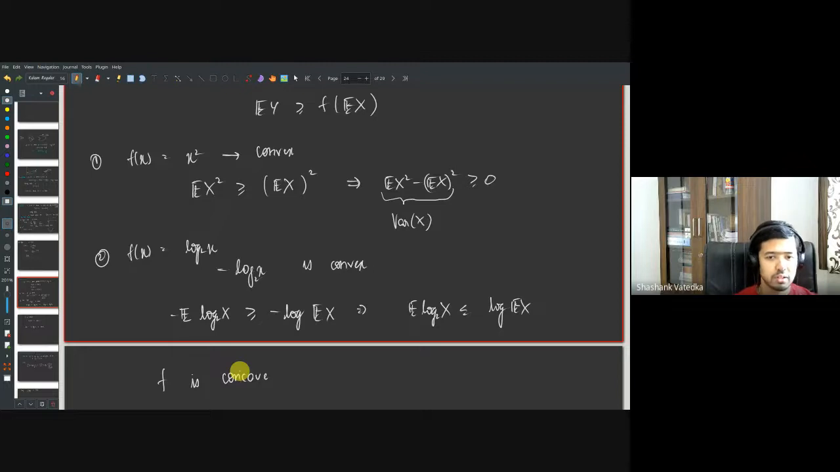So we're talking about general functions here. This is a specific example where f of x equal to x square. Since x square is convex, we can say that expectation of x square is greater than or equal to expectation of x, the whole square.